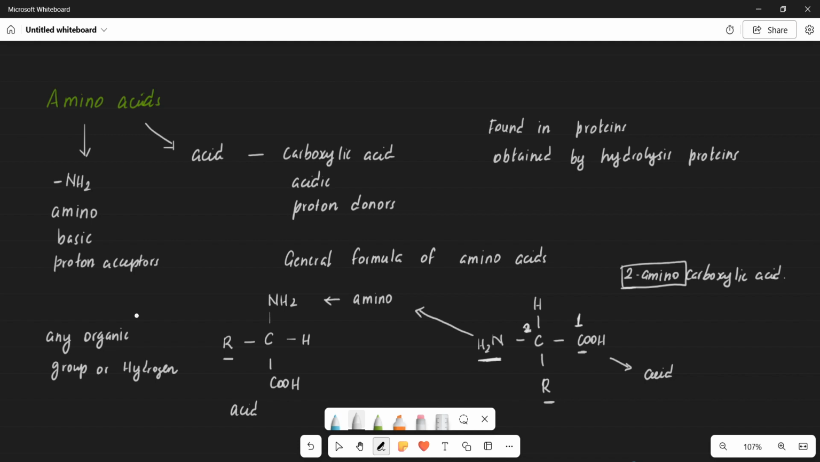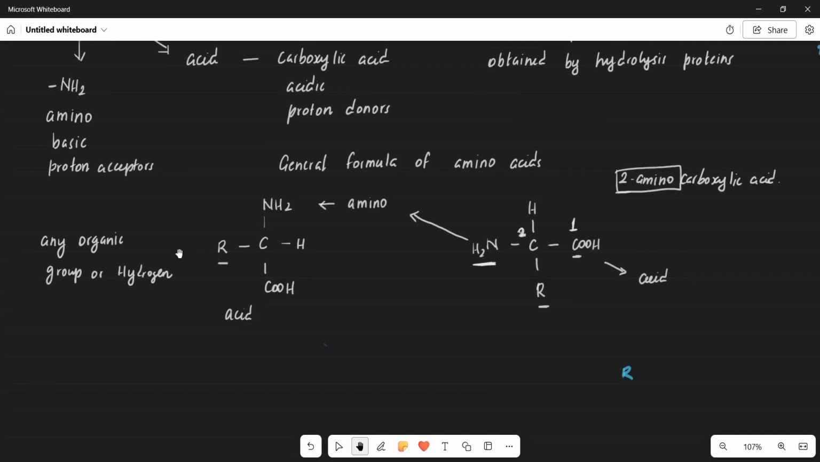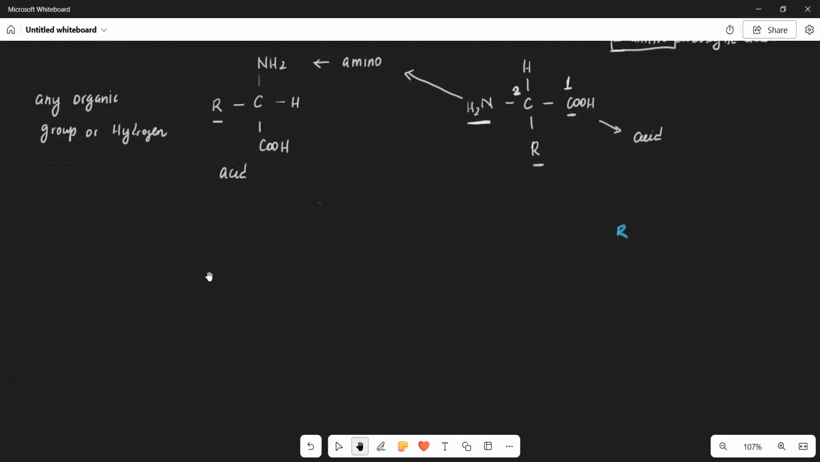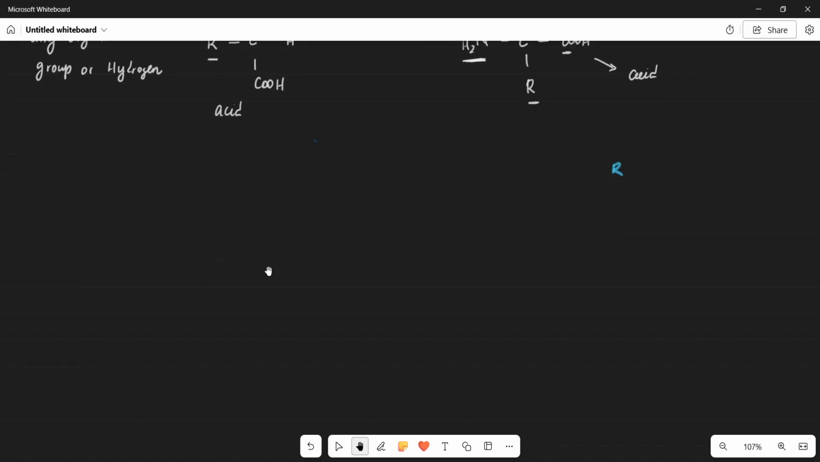So we have introduced amino acids now. Now we are moving further with zwitterions. So let's move to the zwitterions. Let me talk about zwitterions. What are zwitterions? We have already seen that amino acids carry an acid group and an amino group, or else a basic group.